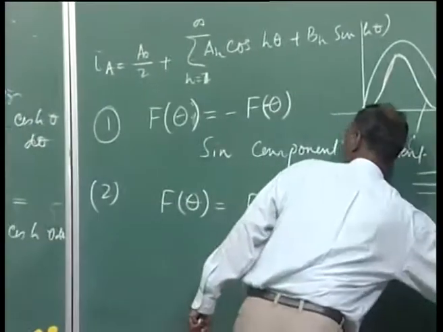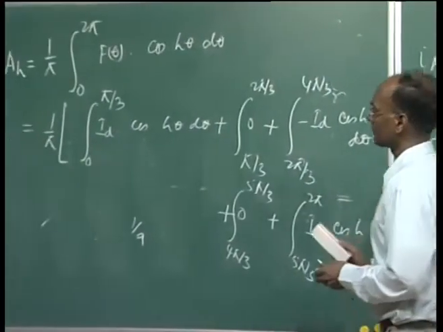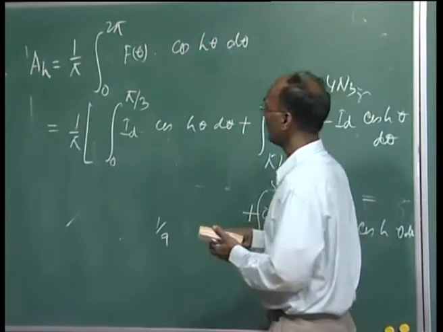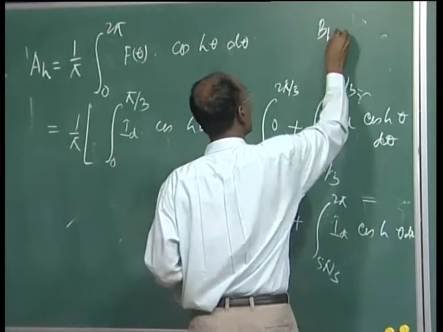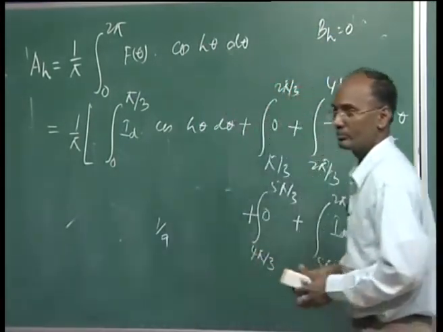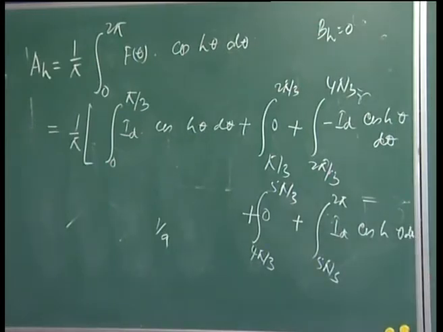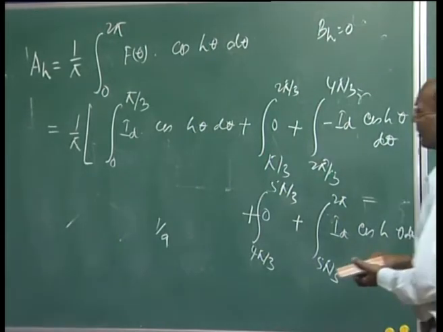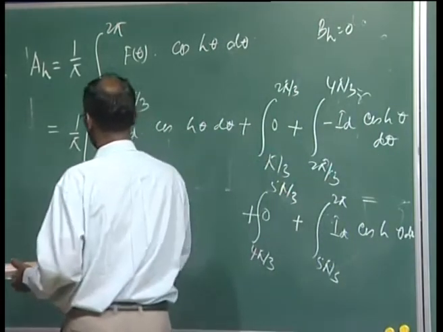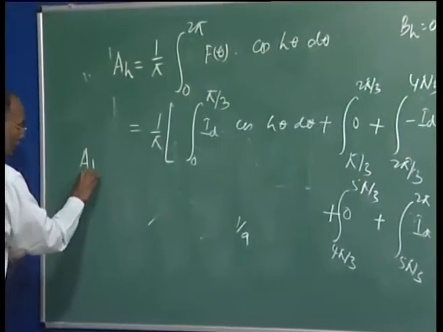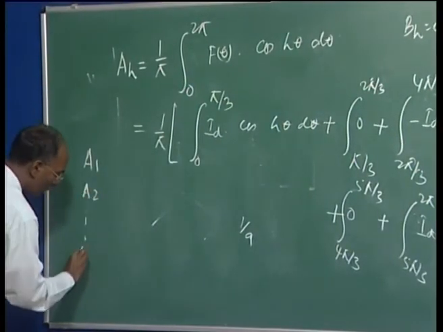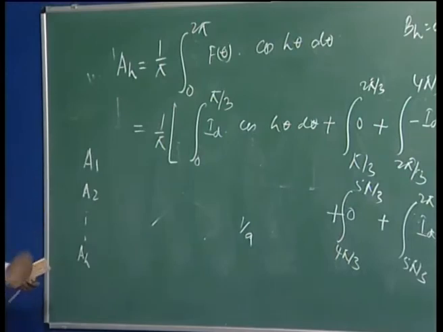Now, no doubt the B component, we are taking the axis in such a way that BH is 0 and A naught was already 0. So I want to write a general expression in terms of H, so that by putting the value of H and solving this, we can determine the value of A1, A2, and so on, the AH value.